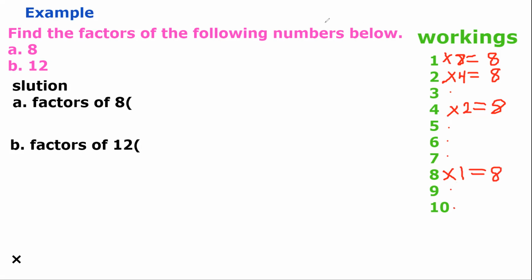So let me see those numbers. When you multiply you get 8. 1 times 8 gave me 8. 2 times 4 also gave 8. 4 times 2 also gave me 8. And then 8 times 1 also gave me 8. So these numbers, I'm going to arrange them in ascending order. So the first one here is 1 and 8. Let me arrange them here.